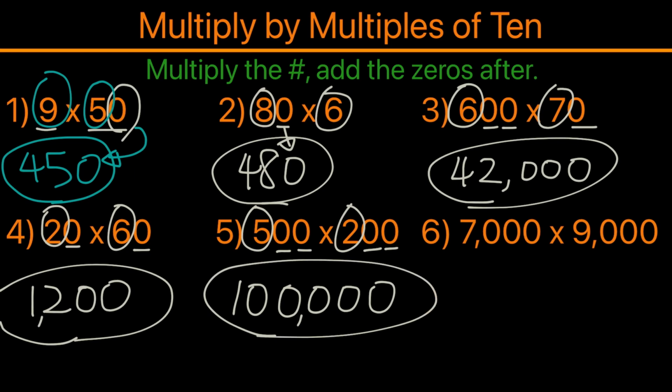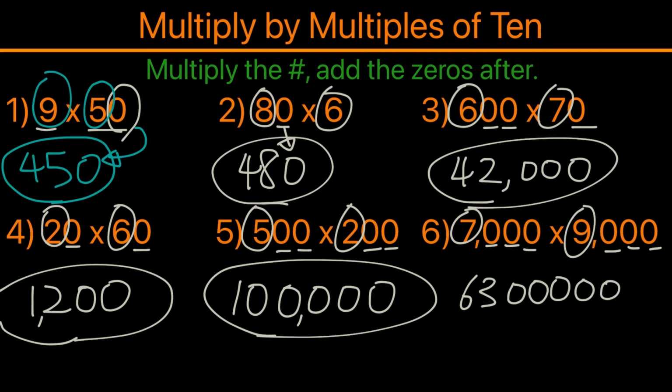In the last example, we have a total of 6 zeros. So we're going to multiply 7 by 9 equals 63. Then we want to add the zeros. So that's 1, 2, 3, 4, 5, 6 zeros. And we'll place in a comma. And the answer is 63 million.